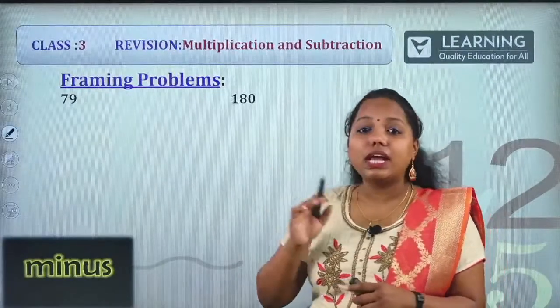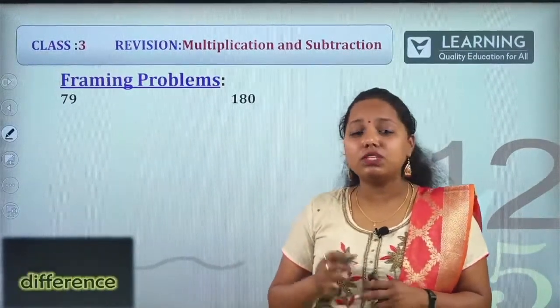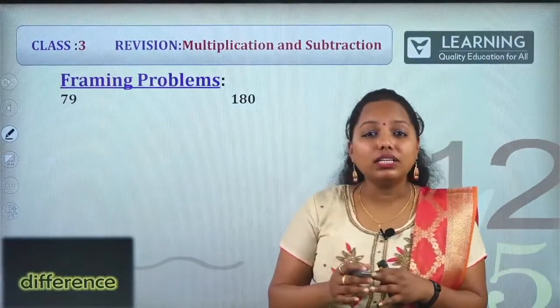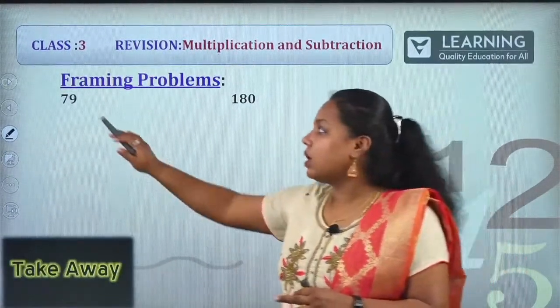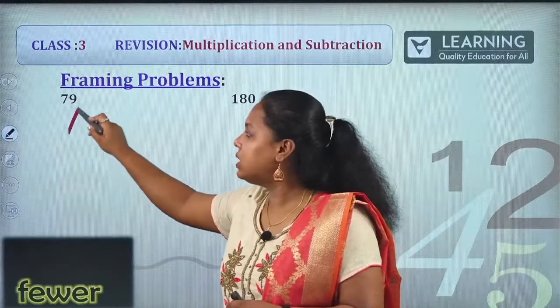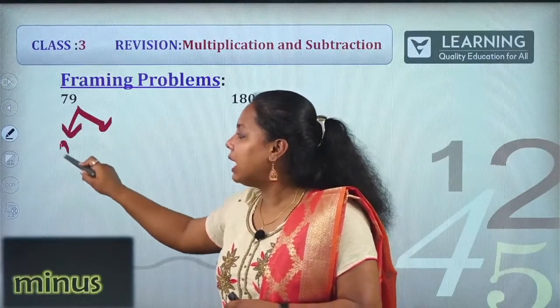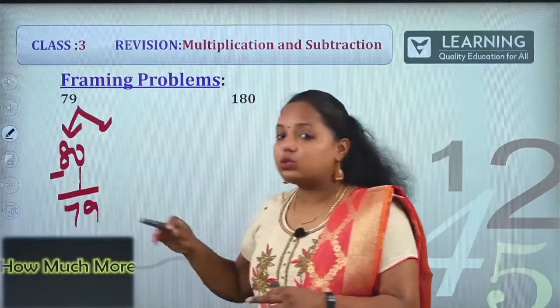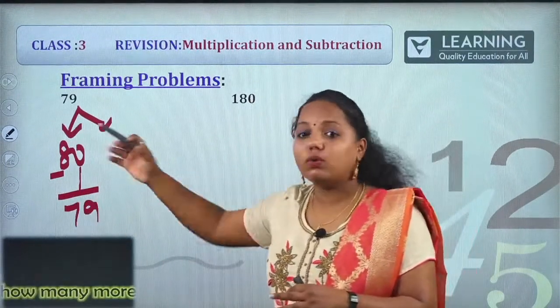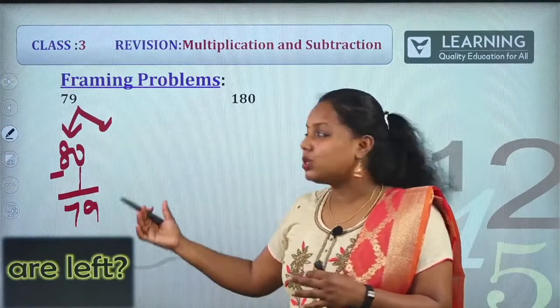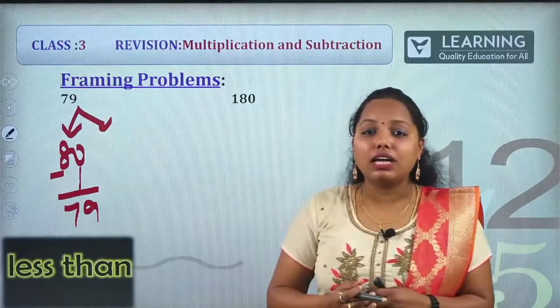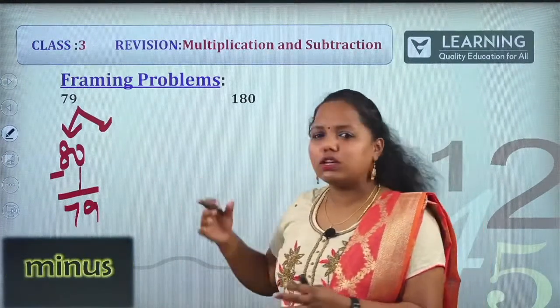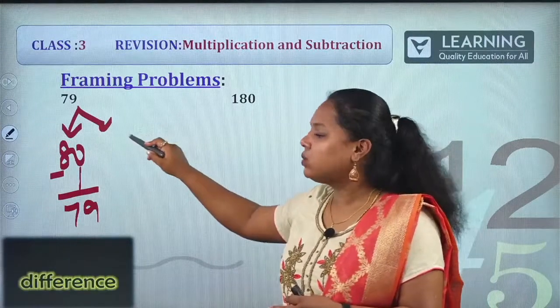Now, framing problems. What is framing problems? You have to frame according to the subtraction concept. Now, how do you frame this one? Ma'am, it is so easy. You can frame 80 minus 1. That gives me 79. So for the number 80, how much do I have to subtract such that I'll be getting 79 over there. Now, how about the next one?